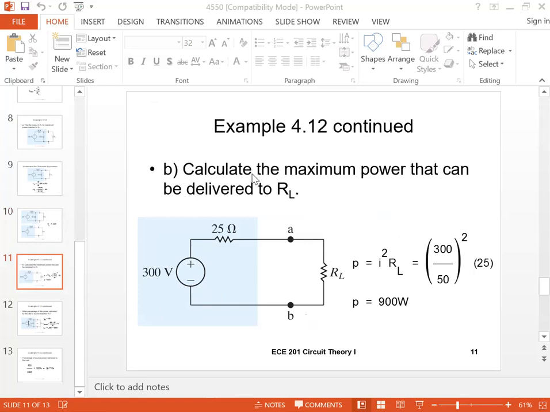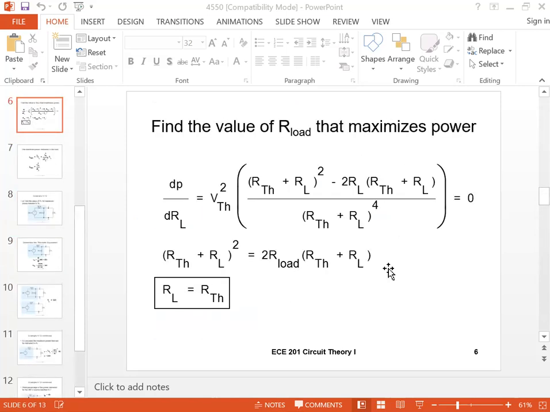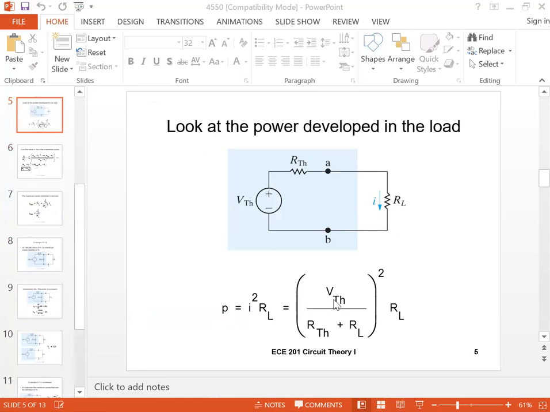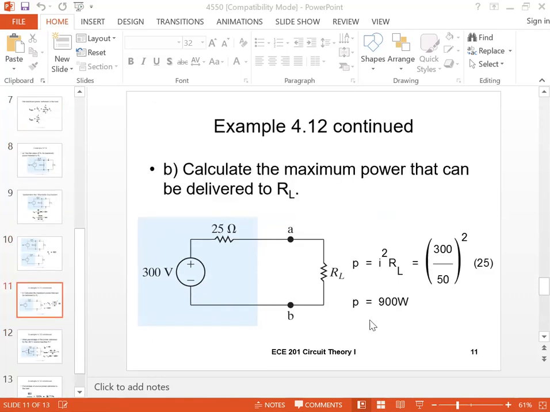So what is the maximum power that will be delivered to this RL? By the formula I square RL, we have a formula like this, by putting the values VTH over RTH plus RL. So RTH is 25, and RL must be 25 for the maximum power theorem. VTH is given as 300, squared, multiplied by RL, which is 25. So putting these values in that formula, we get 300 divided by 50, squared, into 25, which is 900 watt.